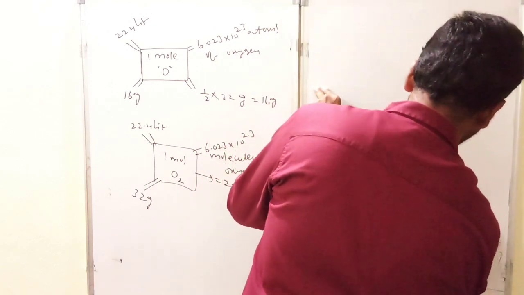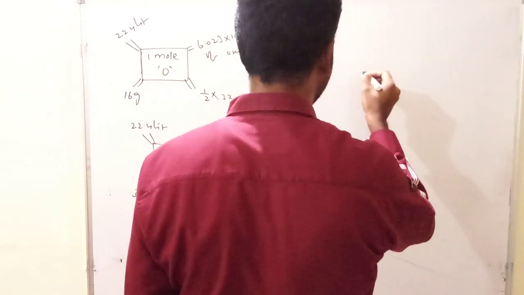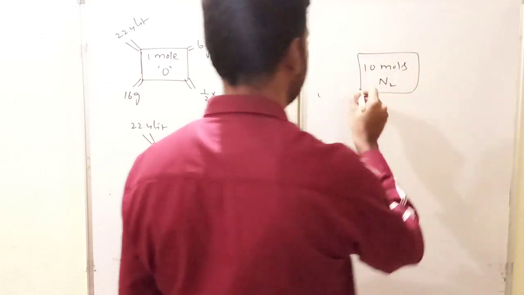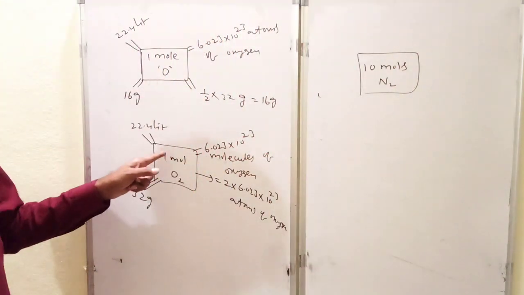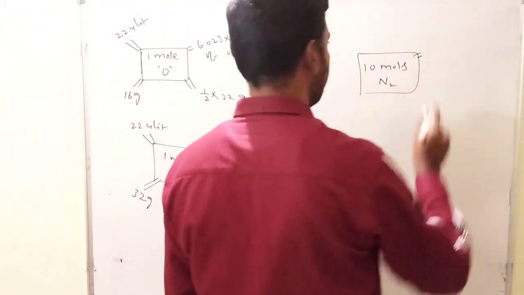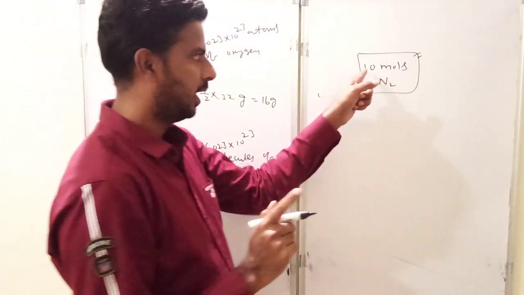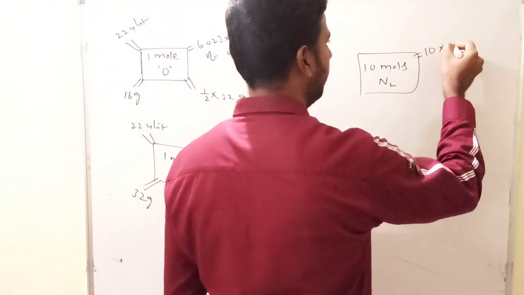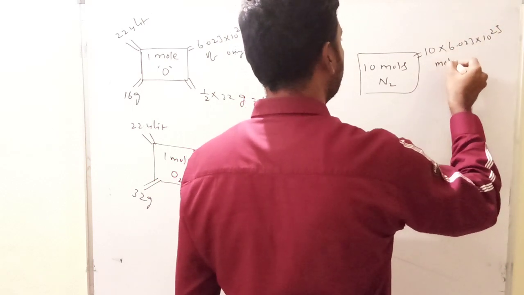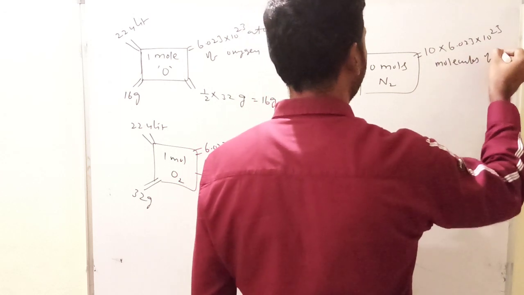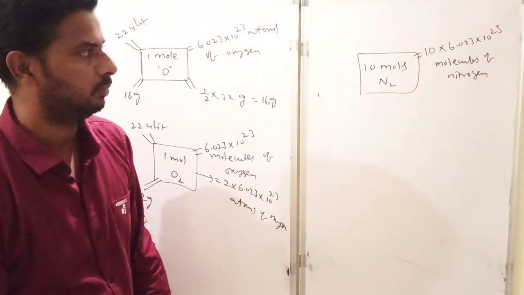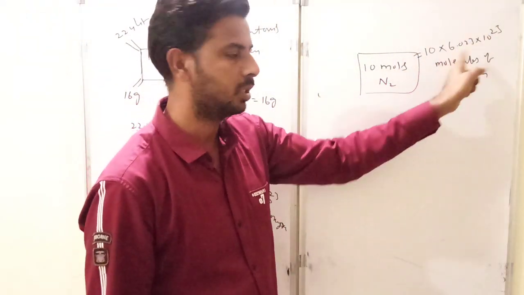Suppose now I am taking 10 moles of N2. In the previous two examples I considered 1 mole. Now I took 10 moles of N2. What will you get here? Generally 1 mole is nothing but Avogadro number, but here an extra 10 is there. That is what you can write: 10 × 6.023 × 10^23 molecules of nitrogen, because nitrogen is in molecular form. So 10 times Avogadro number of molecules of nitrogen.